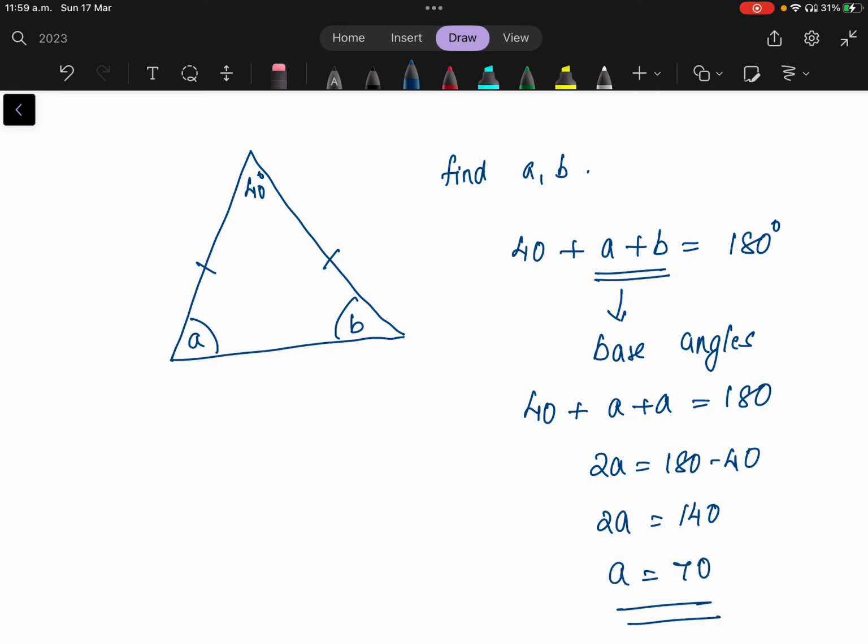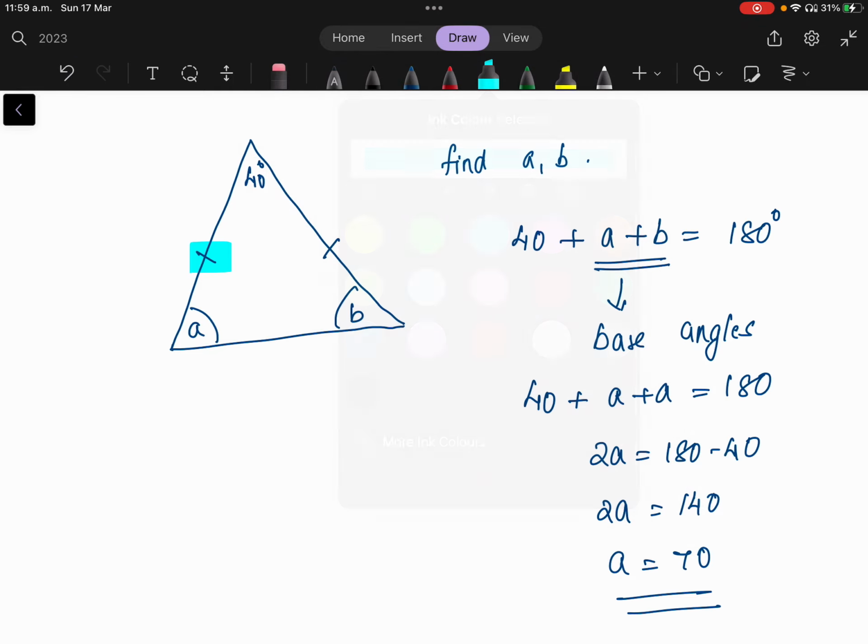Let me just explain it once more. This angle is 40 degrees, and that angle plus this angle plus this angle, the whole is 180 degrees. And also you have an isosceles triangle. So these angles will always be equal.